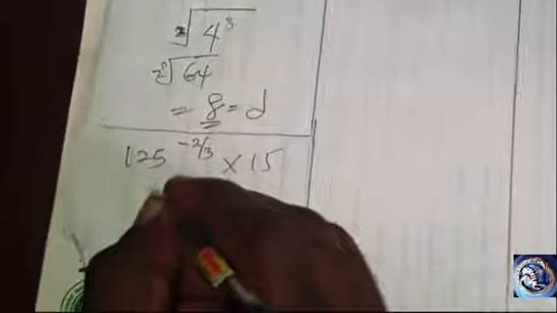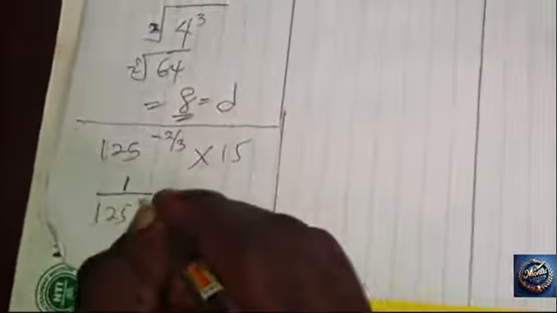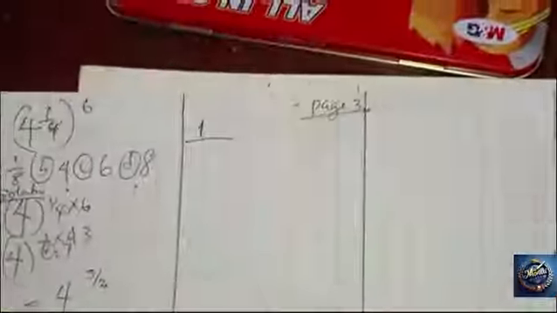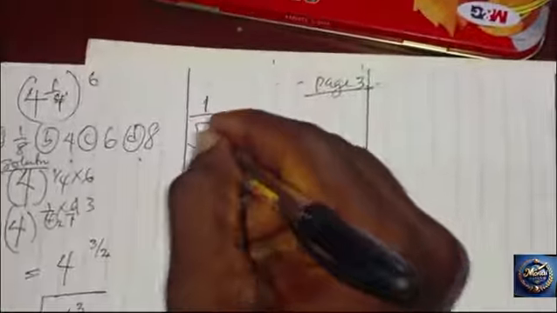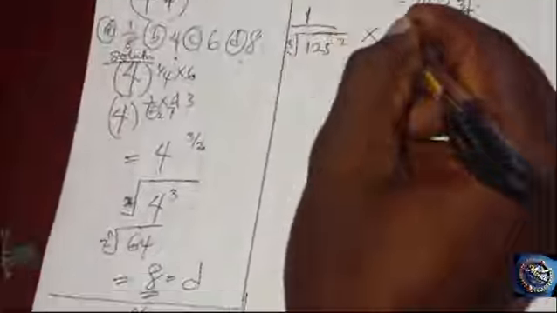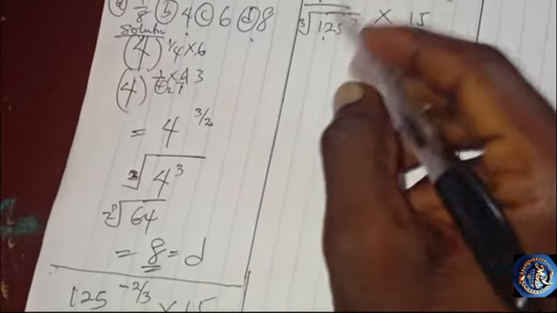125 raised to the power of minus 2 over 3 times 10. So this one is 1 all over 125 raised to the power of 2 over 3 times 15. Then I go on, I'll say 1 all over the third root of 125, raised to the power of 2, times 15. What is the third root of 125? That is what you multiply in 3 places that will give you 125.